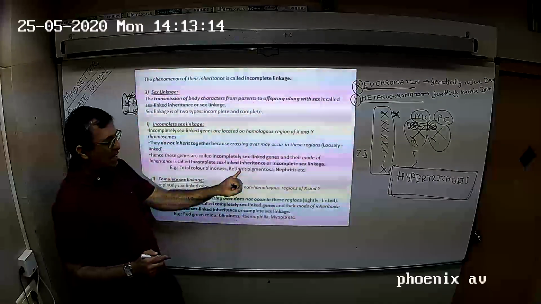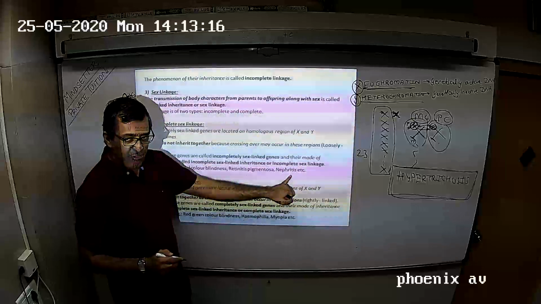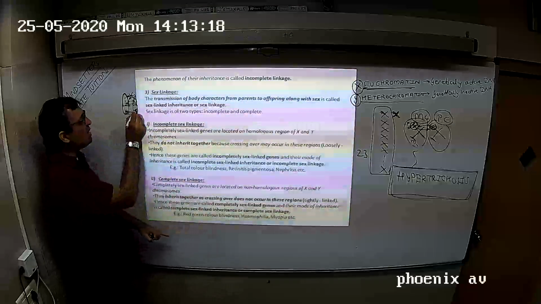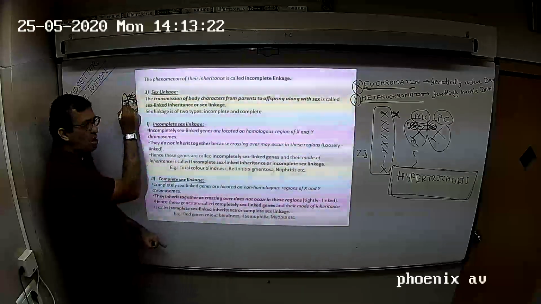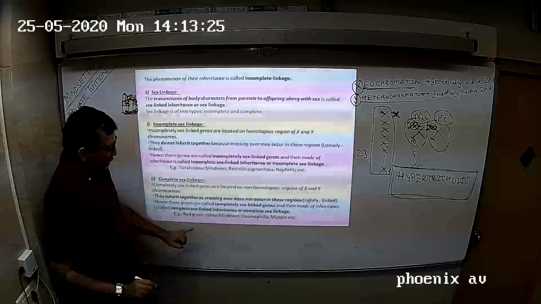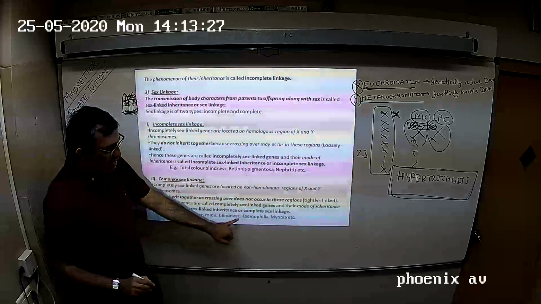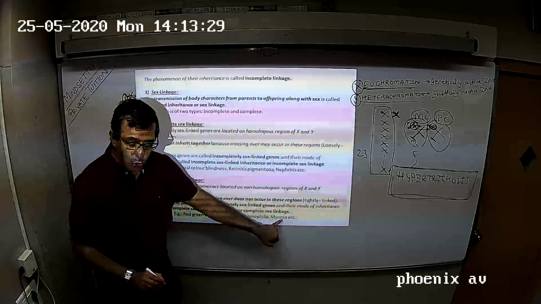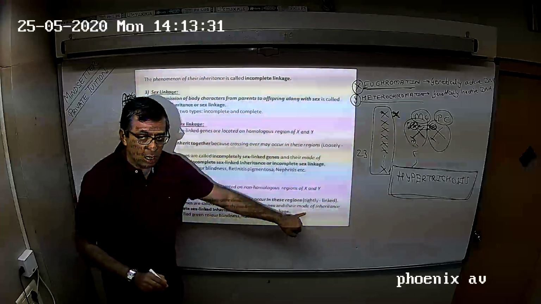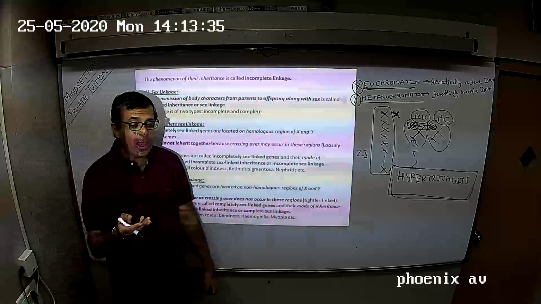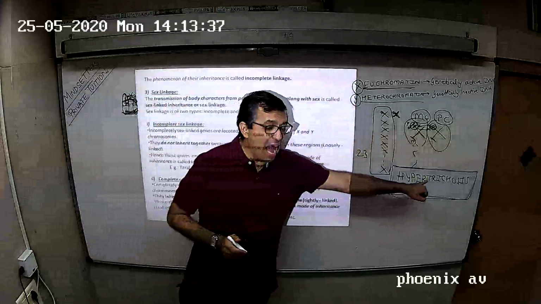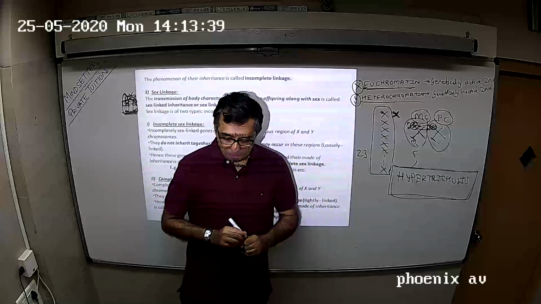So sir, which are the examples of incomplete sex linkage? Total color blindness, retinitis pigmentosa, nephritis. And what are complete sex-linked genes? On the X chromosome we have genes for color blindness, hemophilia, myopia, and night blindness. And third, for the Y chromosome we have diseases like hypertrichosis.